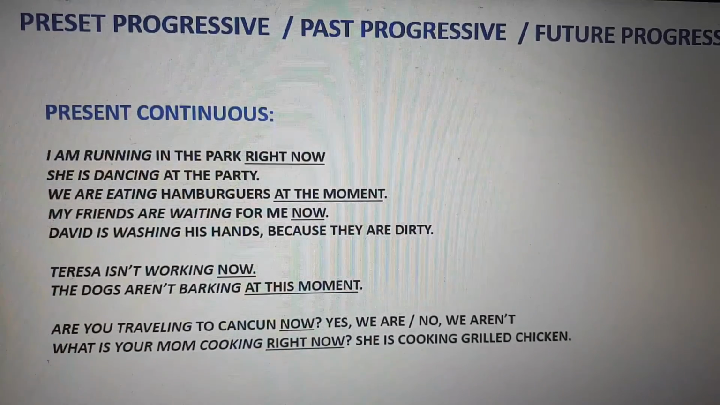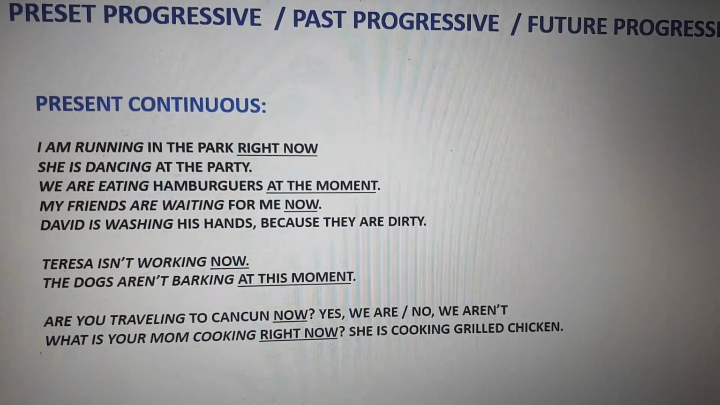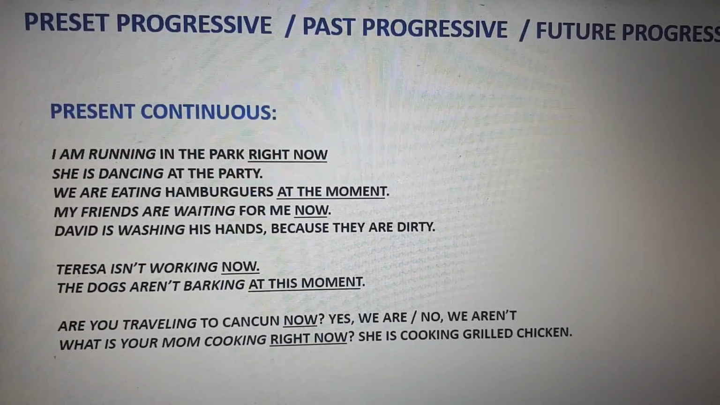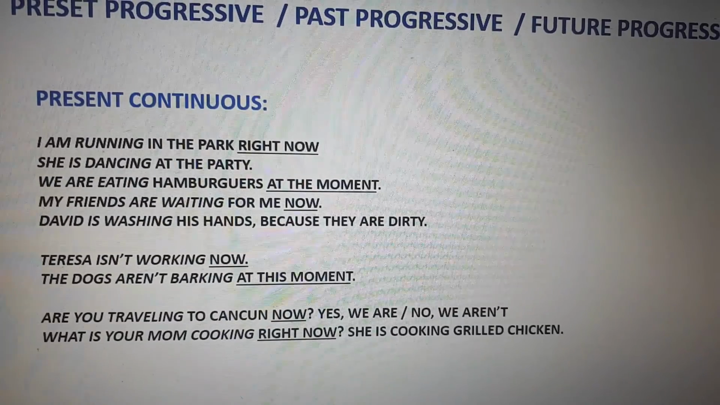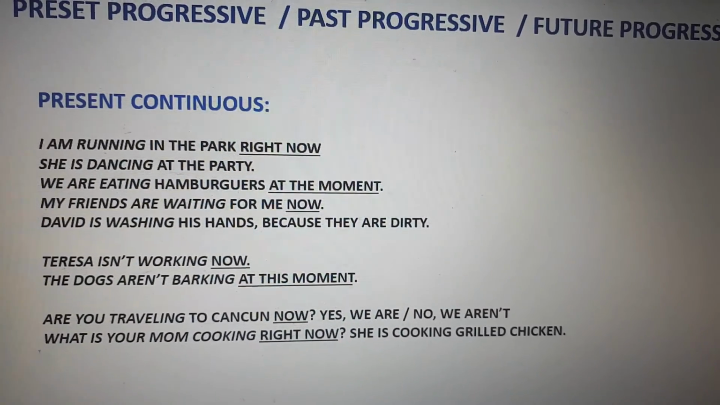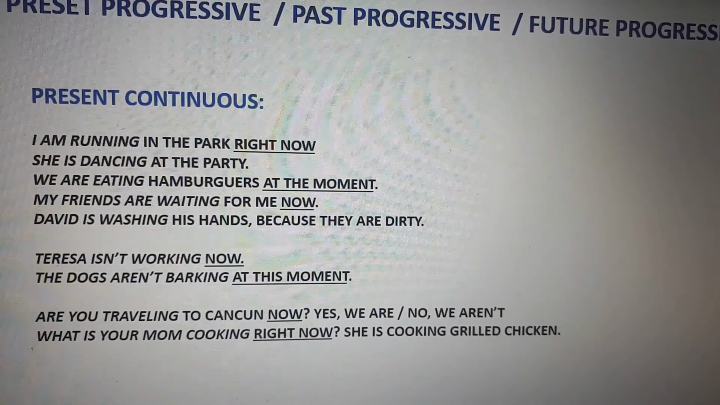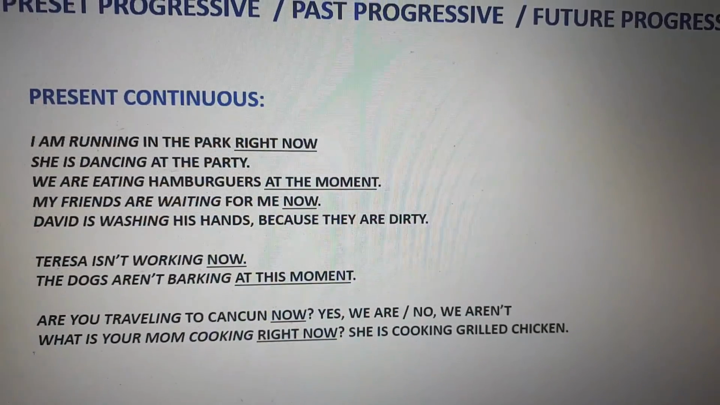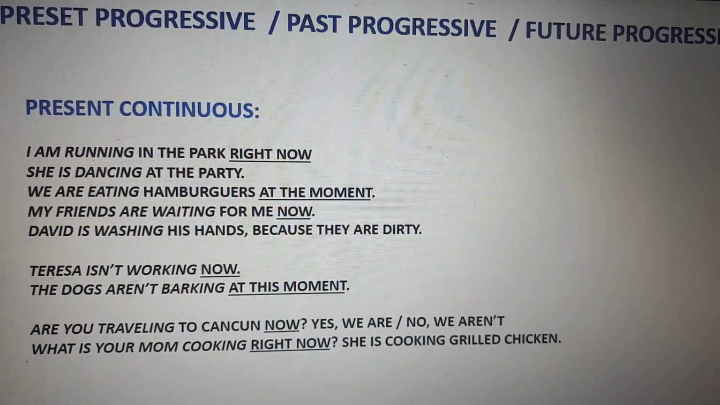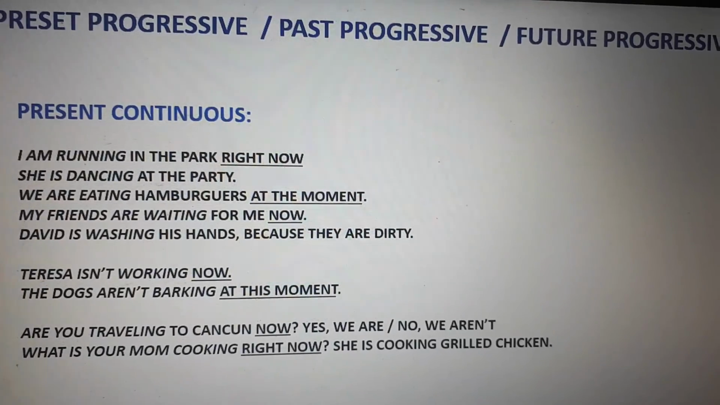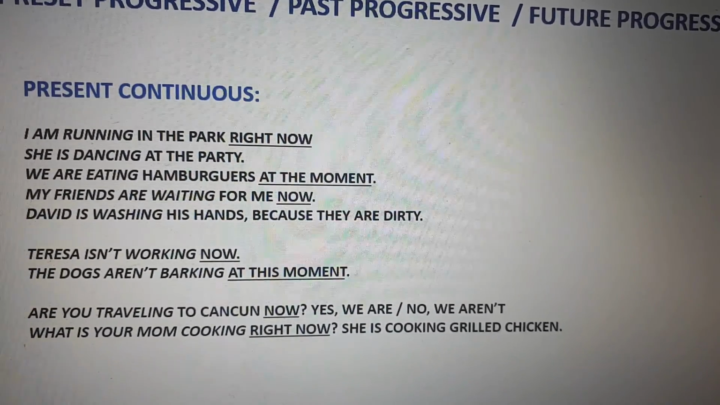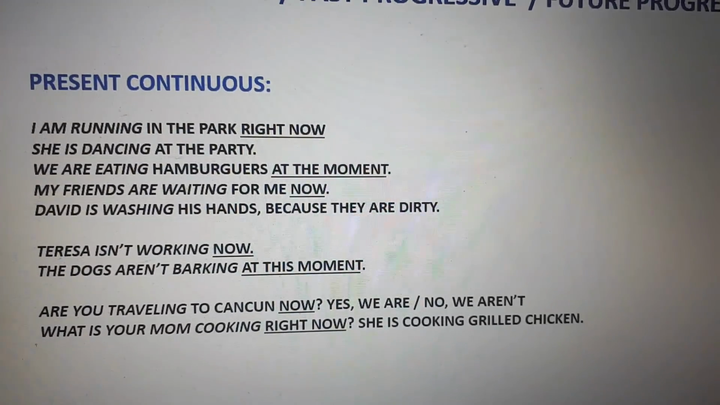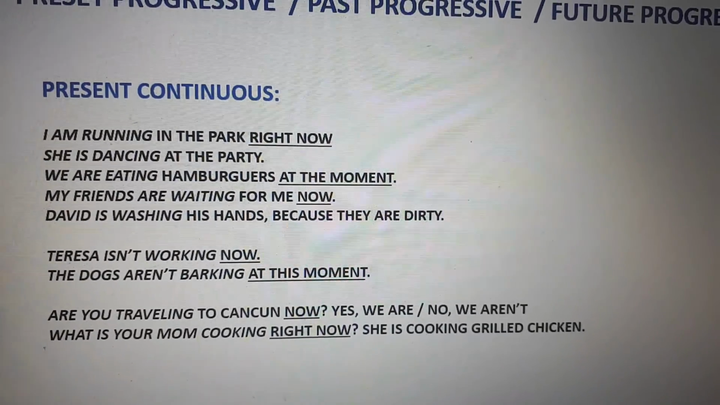In present continuous, first we need the pronoun, the name, or the subject, okay? If it is I, it is I am. She, he, and it is. We, you, and they are, okay? And the words that we need to use for present continuous could be now, right now, at the moment, okay? For example, we have here some examples.